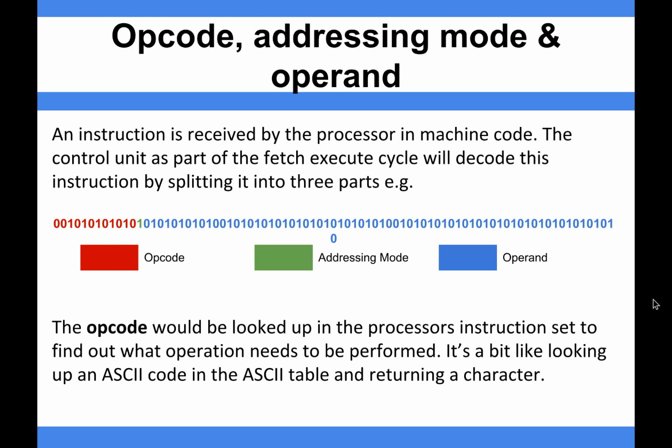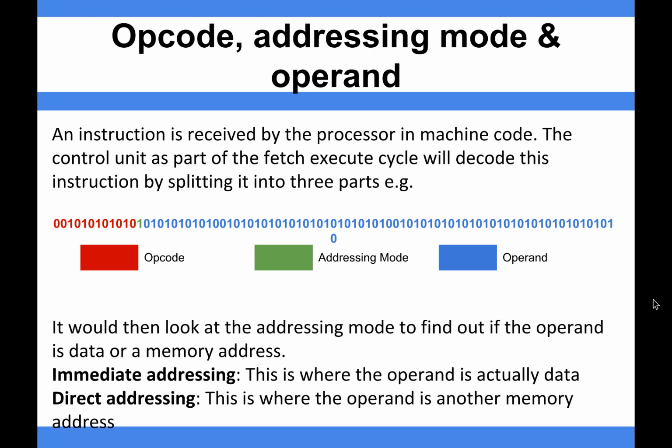What it would do is look up in the processor's instruction set that combination of ones and zeros and find out what operation that refers to. Does it mean add? Does it mean store? Etc., etc. Then we need to look at the addressing mode.